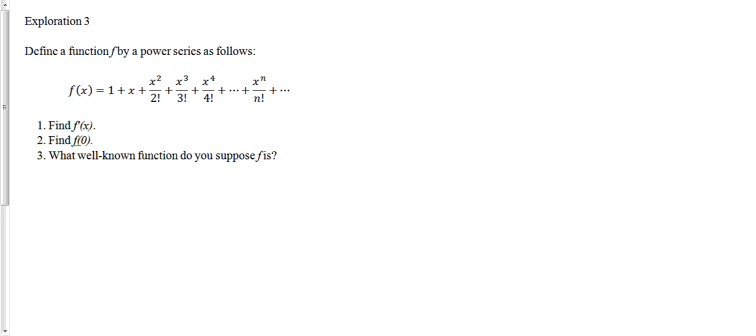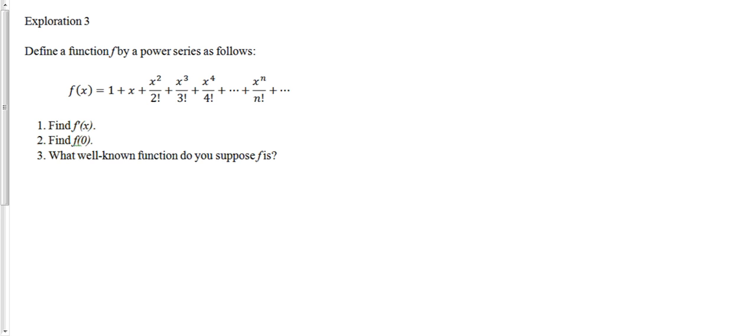All right, let's look at exploration 3, but we're really only going to look at the first 3 parts of it right now. So exploration 3 reads, define a function f by a power series as follows. F of x is equal to 1 plus x squared over 2 factorial plus x cubed over 3 factorial plus x to the 4th over 4 factorial plus dot dot dot plus x to the n over n factorial, and then on to infinity. So the first part asks us to find f prime of x.